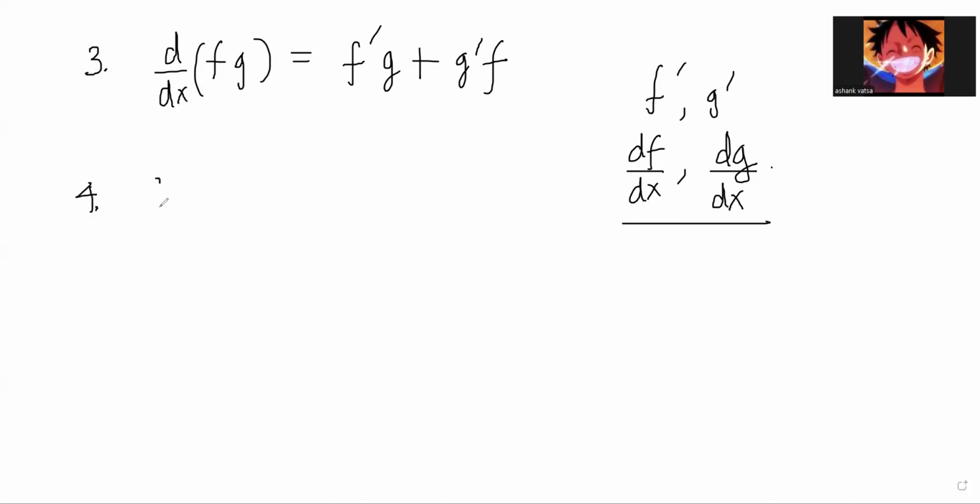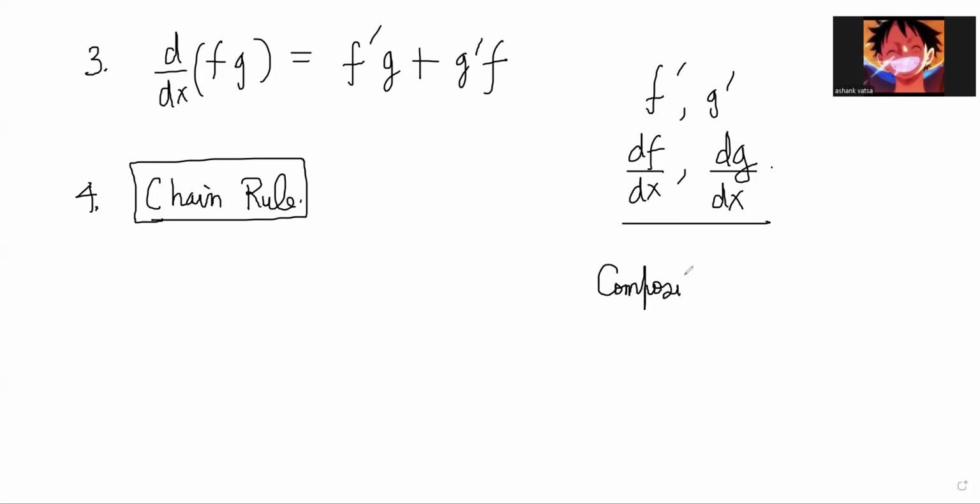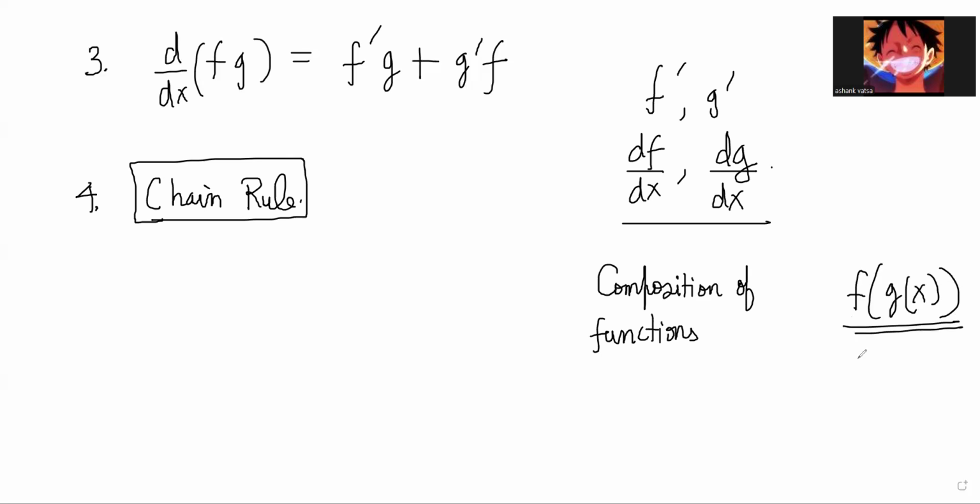Next one is quotient rule. But before that, I will show you what is chain rule. Before quotient rule, we'll do chain rule. And chain rule is a very important rule. So first of all, you need to understand what is a composition of functions. So what I mean by composition is if there is a function like f of g of x, right? Have you seen this before? f of g of x?